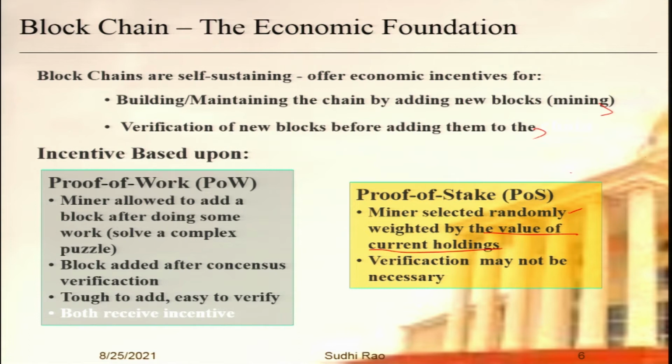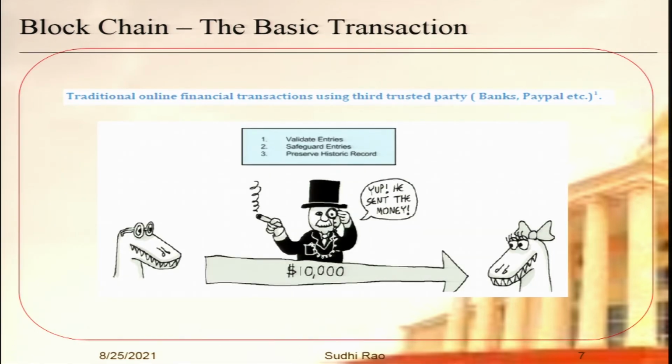Verification may not be necessary, because only that person is allowed to do it and there is no contest, but it is verified for security anyway. Most of them do verify. There are systems which work on proof of stake, and there are systems which work on proof of work. Blockchain is still on proof of work. So, that is how blockchains maintain themselves.